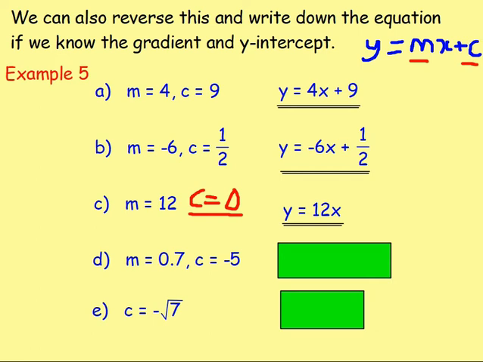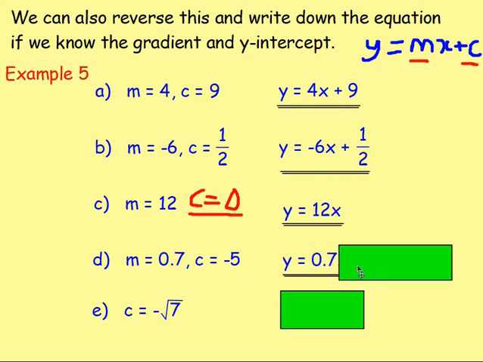With d, you've got m equals 0.7 and c is negative 5. Again, in your general equation, y equals mx plus c. If you replace m with 0.7, you would have y equals 0.7x. And for plus c, what's the y-intercept? Negative 5. So in the end, you'll have negative 5. Well done. And with the last one, for e, we've got c equals negative root 7.